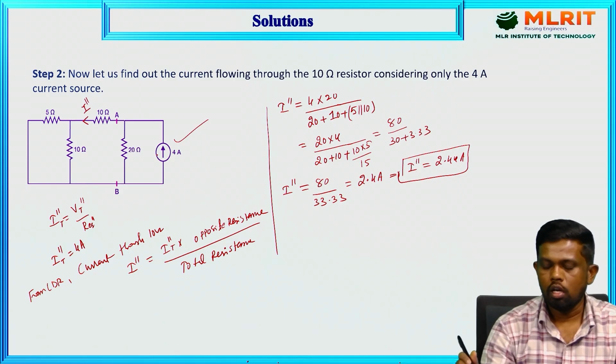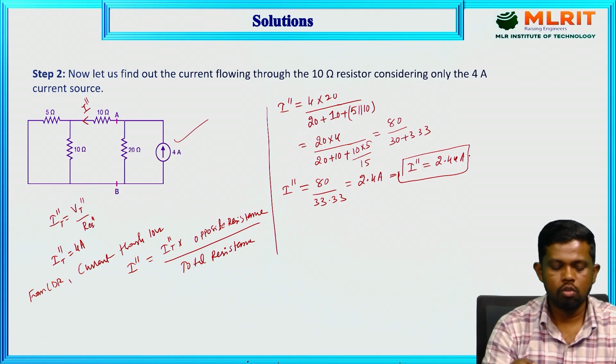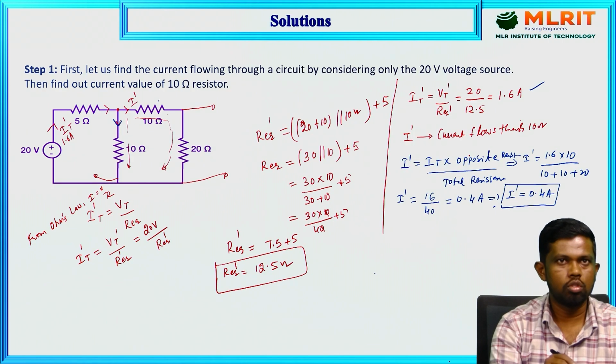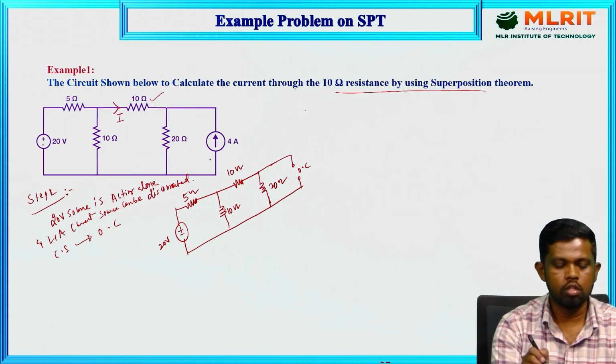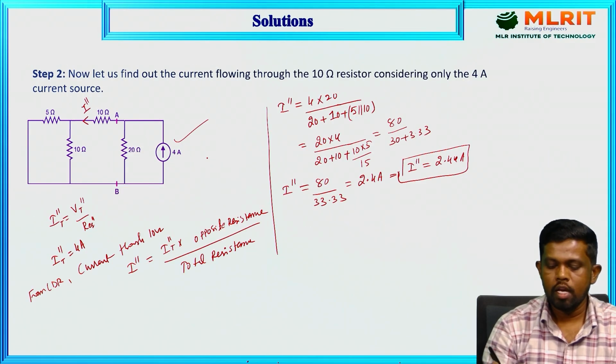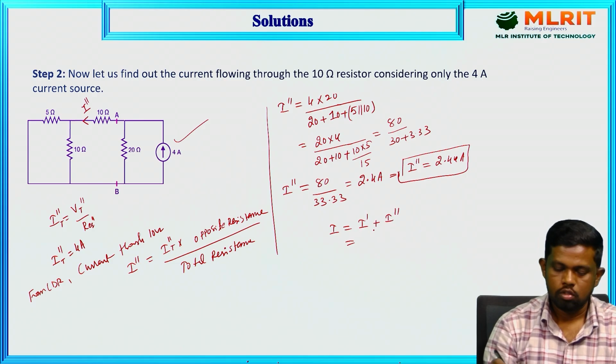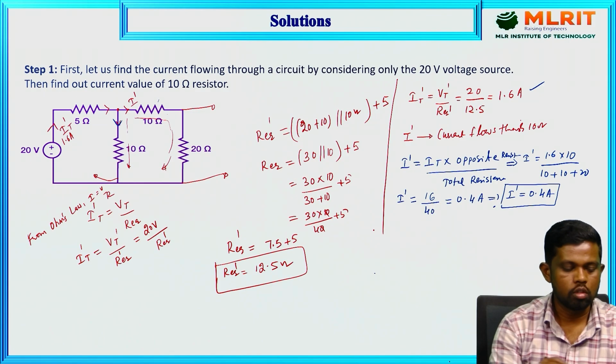So is that enough to get the value? No, we need to find the overall value of the current through the 10 ohm resistor from the two sources connected to the whole network. So the corresponding entire value is I equals I dash plus I double dash. The I dash is when the 20 volt source is connecting alone. This is the I dash value, and we got it as 0.4 ampere.